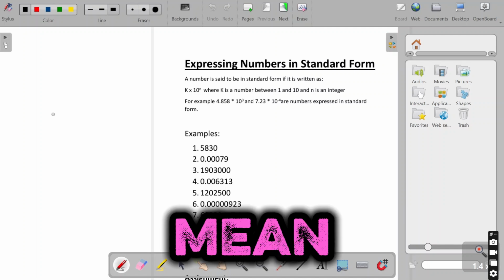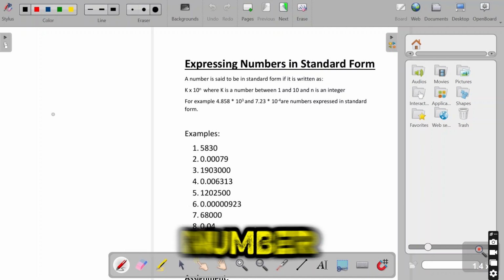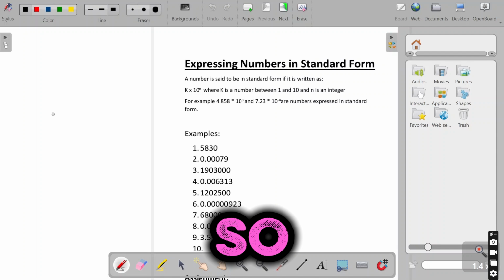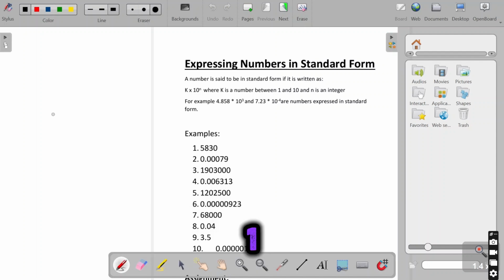By integer we mean a whole number, that is a whole number less than 0 or greater than 0. Examples of integers: 0, 1, 2, 3, 4, 5, 6, 7, 8, 9, 10, minus 1, minus 2, minus 3, minus 4 are all integers.